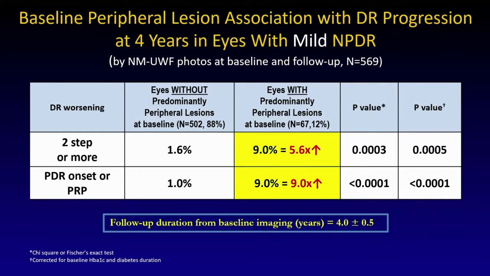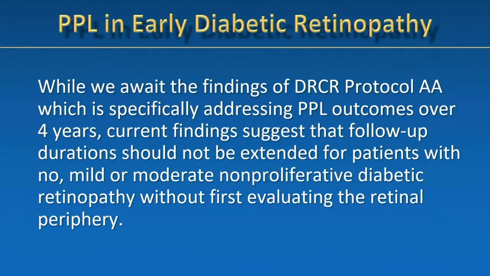Here, looking at eyes with only mild NPDR at baseline, again, over 4 years. In eyes without PPL, the event rate was very low: 1.6% for 2 or more step progression, and 1% for PDR onset or the need for PRP. However, in this cohort, the 12% that had PPL at baseline went up to 9%, well above the general criteria of 5%. So while we await the findings of DRCR Protocol AA, which is specifically addressing PPL outcomes over 4 years, current findings suggest that follow-up duration should not be extended for patients with no, mild, or moderate non-proliferative diabetic retinopathy without first evaluating the retinal periphery.